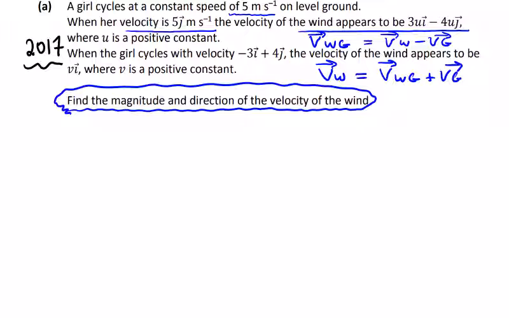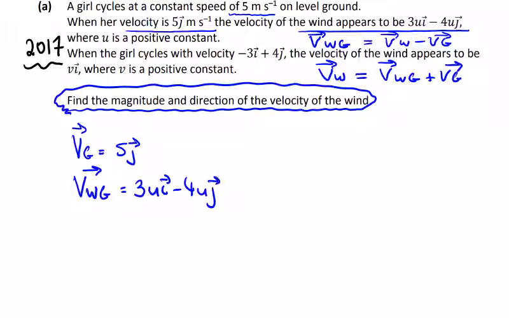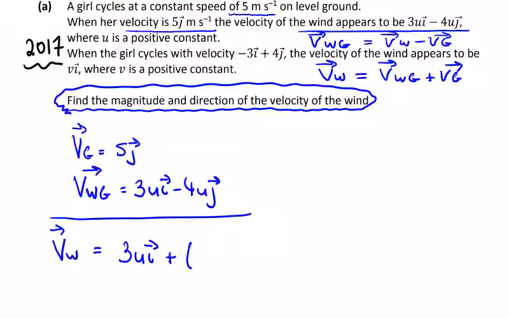So when her velocity is 5j, so the velocity of the girl is 5j. The wind appears to be, the velocity of the wind relative to the girl, 3ui minus 4uj. So the velocity of the wind is these two added together. So in the i direction we just have 3u i. And in the j direction, always put a plus sign and then put in a bracket if there's two separate things. So we have a 5 and a minus 4u. That's times j.